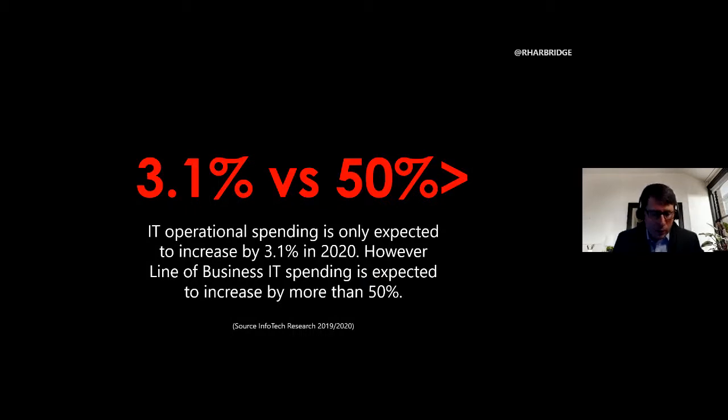One other piece of information I wanted to leave with you is that the average spend for IT is shifting quite substantially. So if you look at technology spending, it was about 3.1% in 2024 increase for IT operational spending, but over 50% increase in line of business. And line of business spending already is very significant. What does this mean? It means the business is paying for the work that you want to do. That's where the dollars are.